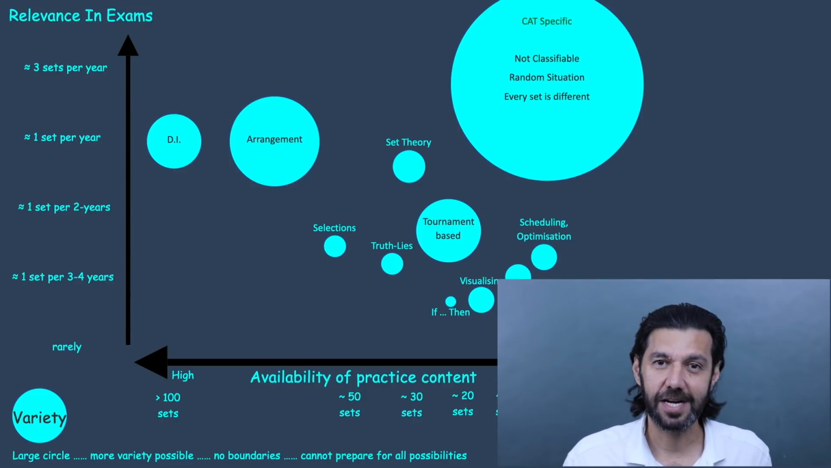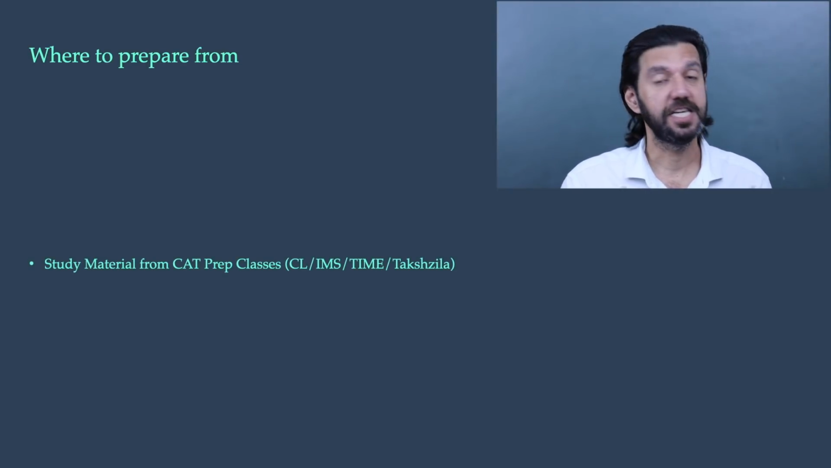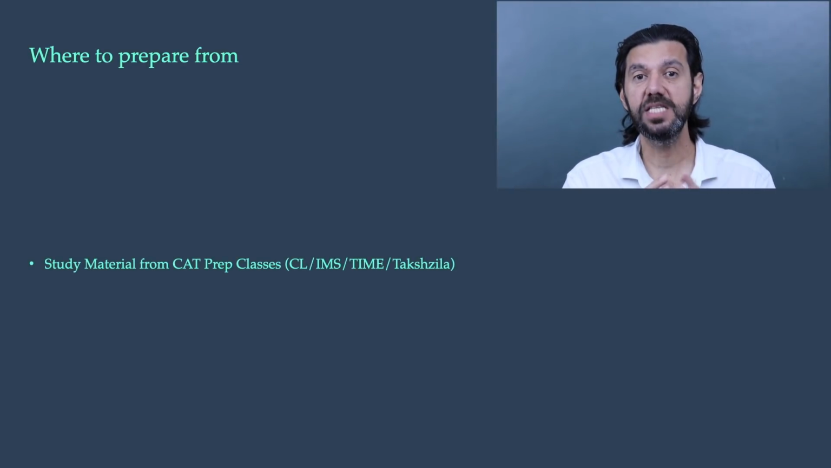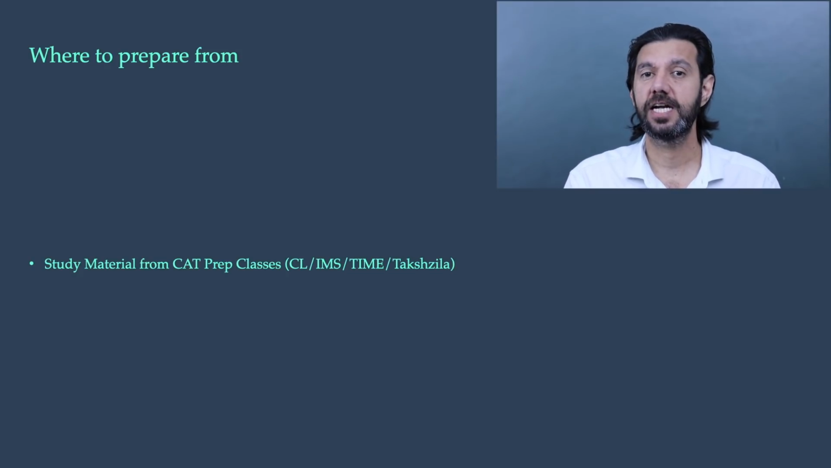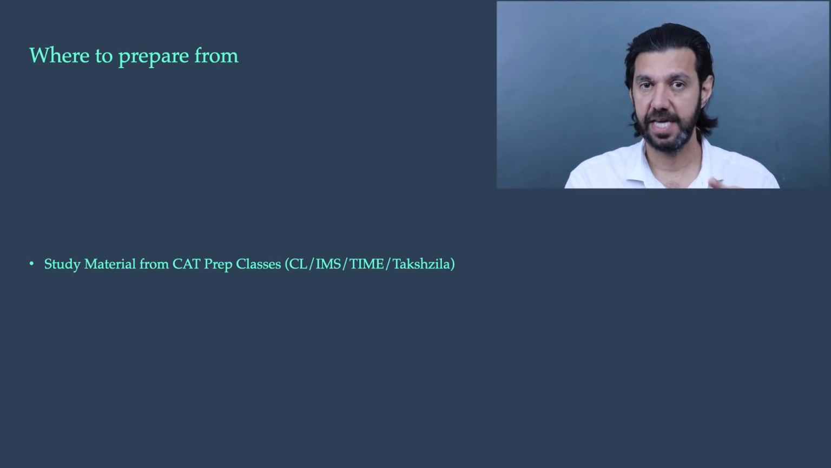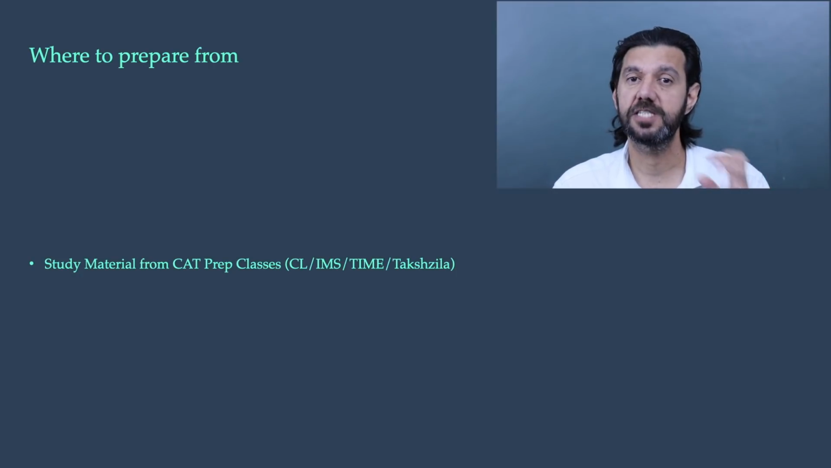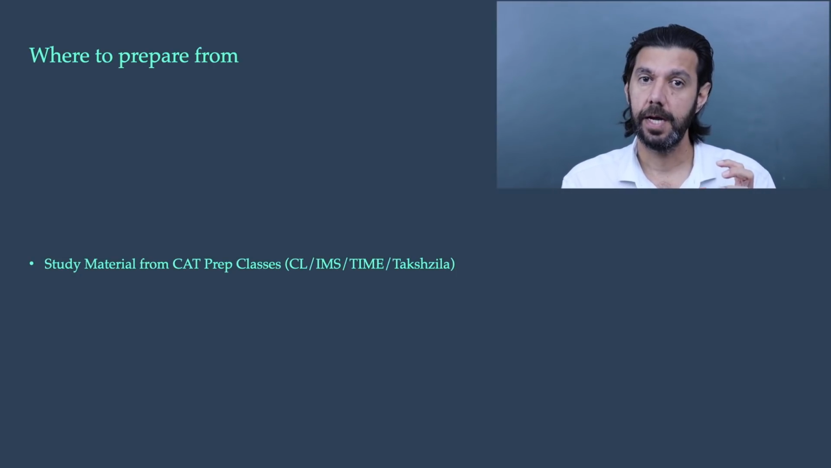Let's look at now what are the different sources to prepare. So it is very essential that you have one set of study material from any of the CAT classes. The popular CAT classes across India are going to be TIME, CL, or IMS, where we have a DILR course, self-study as well as live course. So you need to have one set of study material, right?